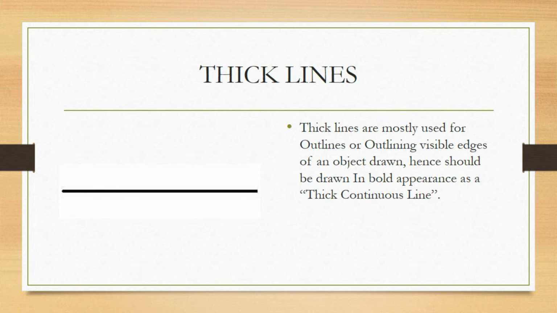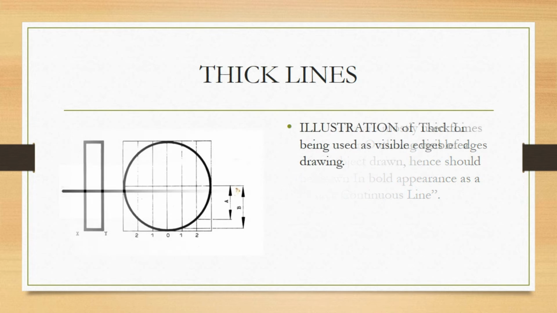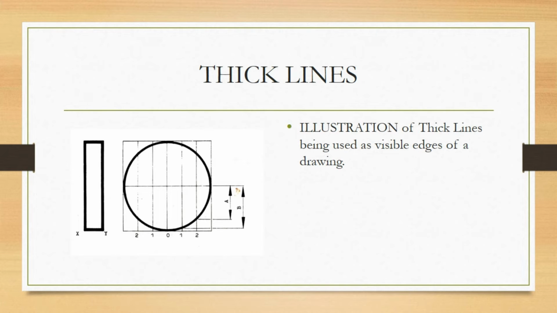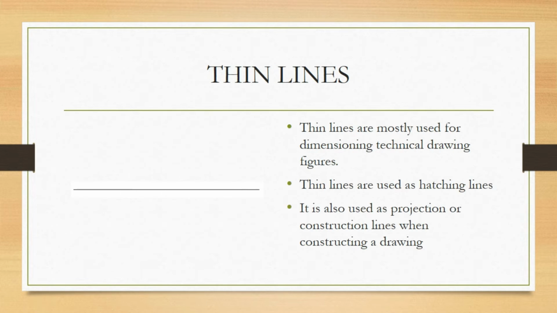Thick lines are mostly used for outlines, outlining visible edges of any object drawn. Hence, they should be drawn in good appearance as a thick continuous line. It's mostly seen in isometric drawing as the visible edges of the drawing. This is also an example of how thick lines can be used.